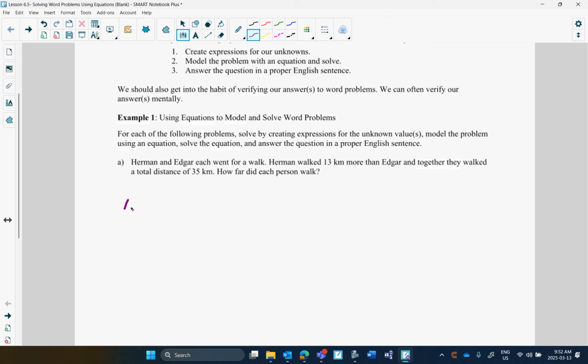So we've got Herman and Edgar, each went for a walk. We know that Herman walked 13 kilometers more than Edgar, and together they walked a total distance of 35. Now you can probably figure this out in your head, but let's use algebra to find out how far each person walked. So the first thing is, how many unknowns in this question? 2, right? How far Herman went, how far Edgar went. So I need to come up with algebraic expressions for each one.